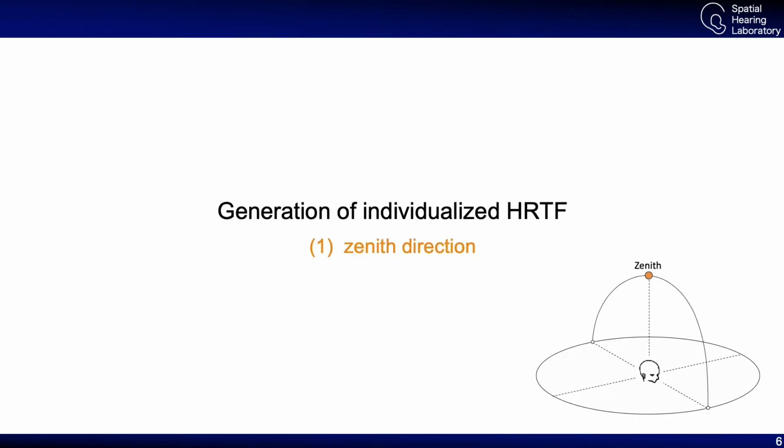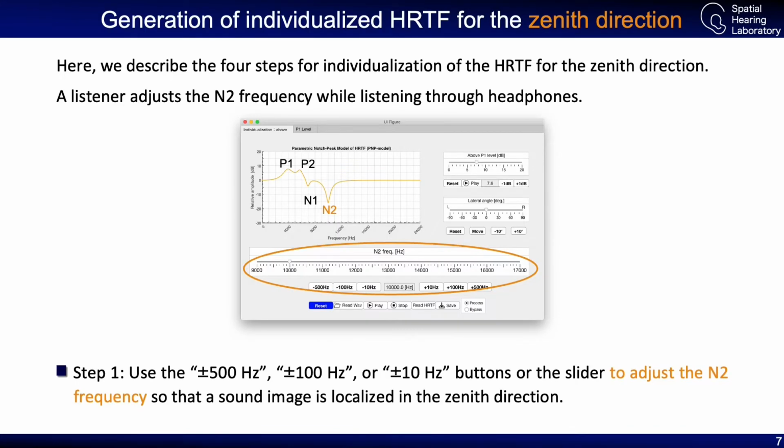I will explain generation of individualized HRTF for the zenith direction. Here, we describe the 4 steps for individualization of the HRTFs for the zenith direction. A listener adjusts the N2 frequency while listening through headphones. Step 1. Use these buttons or slider to adjust the N2 frequency so that a sound image is localized in the zenith direction.